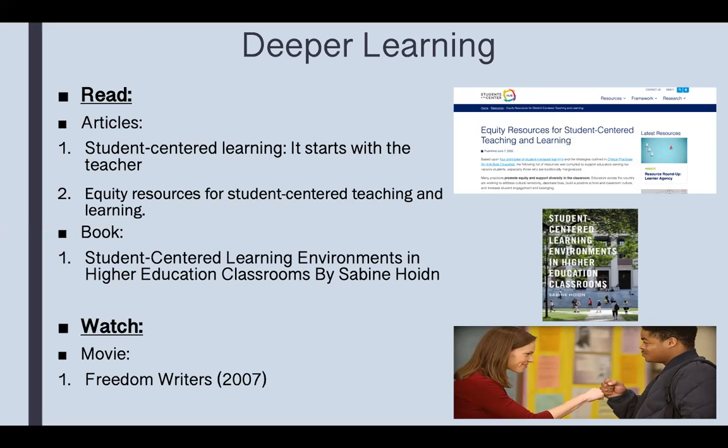I also included a book called Student-Centered Learning Environments in Higher Education Classrooms, written by Sabine Hoidn. It explains the workings of student-centered learning and how in higher grades, people are able to choose the courses they are interested in to study and learn more, resulting in more student engagement and success in their work.